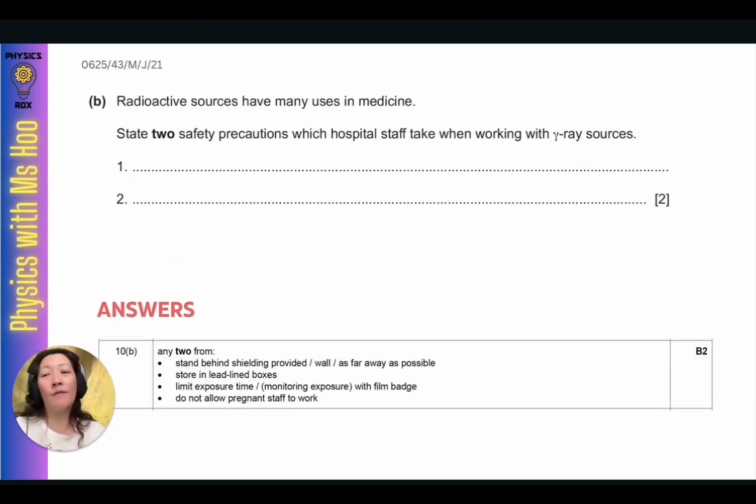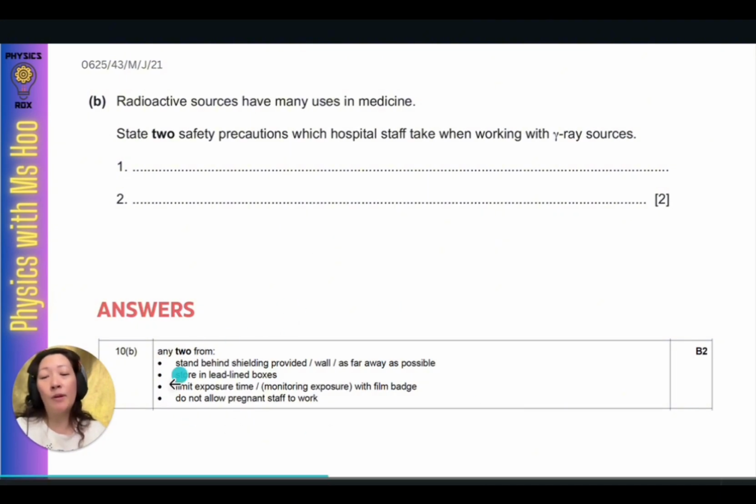This is an extract from the summer 2021 paper variant 3. Radioactive sources have many uses in medicine. State 2 safety precautions which hospital staff take when working with gamma ray sources. Now, they may look related, but if you read the question carefully, this has nothing to do with medicine or hospital. This is a safety precaution question, which means that they're asking you a general safety precaution that should be taken when working with gamma ray sources.